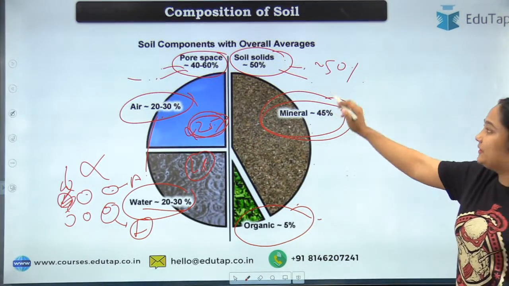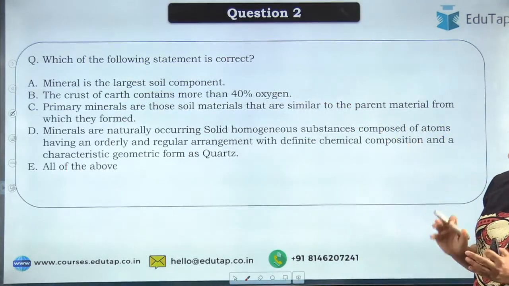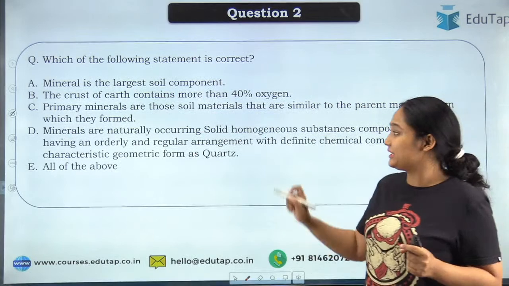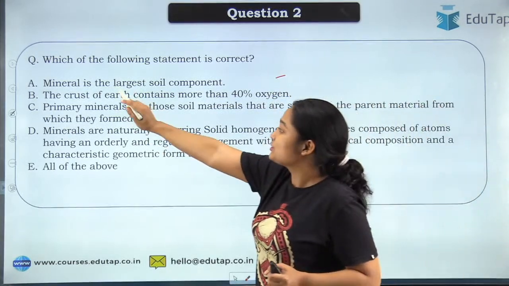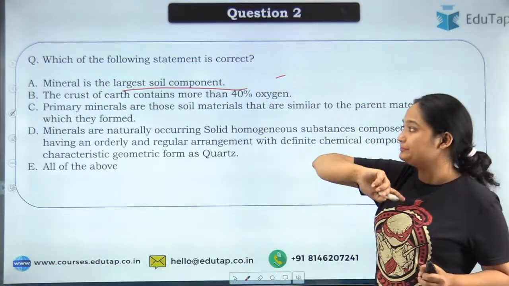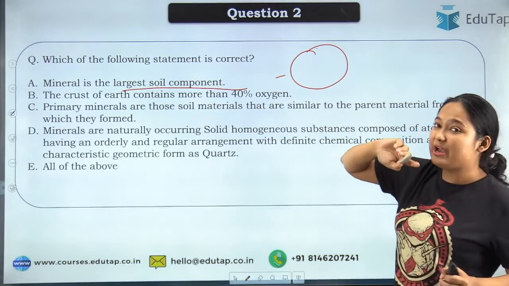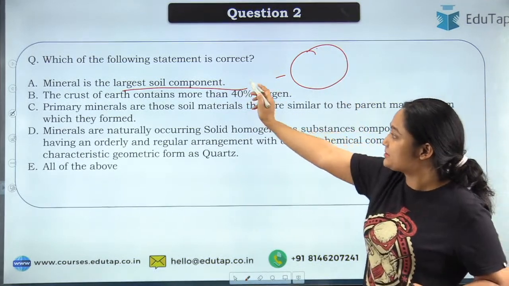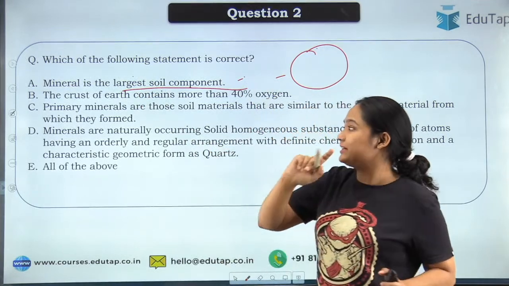First of all, we will talk about the solid part. The next question says, which of the following statements is correct? Since we have discussed it, you will have to tell. I think you will be able to guess the answer. Mineral is the largest soil component. First, try to remember the pie chart that we have discussed. Which was the highest component, whose was the largest portion? Try to remember that. You will know if the statement is correct.